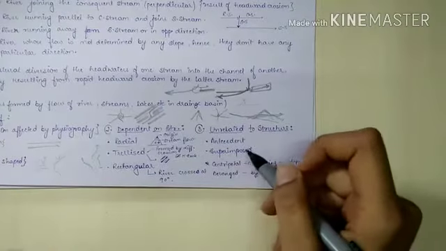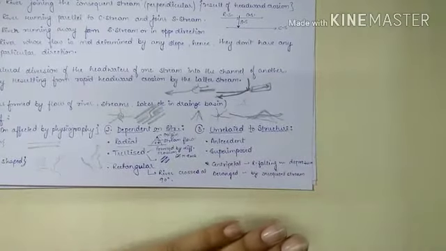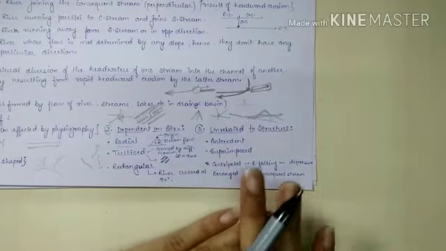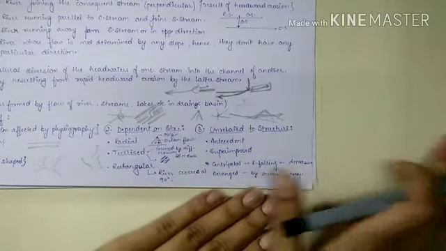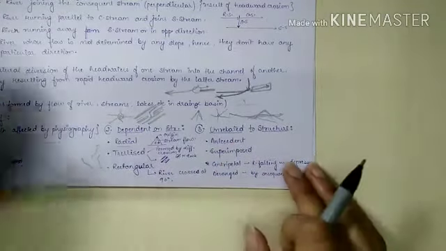And next we have superimposed. Superimposed one is one river is flowing and another river comes and joins it. Okay. So this is known as superimposed.